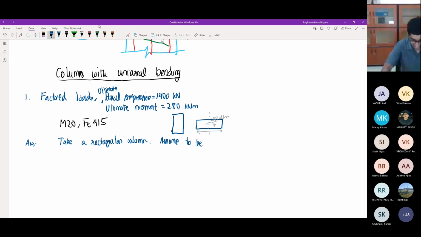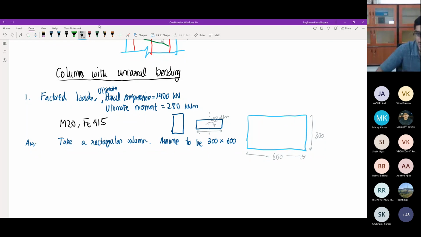This is the size that I'm assuming: 300 by 600. So 300 by 600 is the assumed dimensions of the column, or I can call them the preliminary dimensions. The word you use is preliminary, meaning that if it works out well, you will continue with it. If it doesn't work out well, you'll revise it.